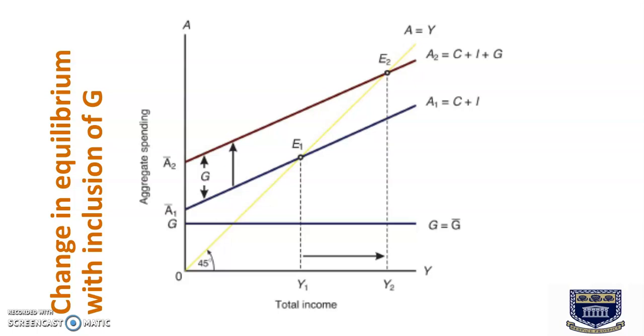Remember, we know that by the fact that it has been a parallel shift. Remember that from chapter 6, you learned the multiplier is related to the MPC, or the marginal propensity to consume, which is the slope of the aggregate spending curve. With the inclusion of G, the slope has remained unchanged. Hence, the multiplier is unchanged as well.